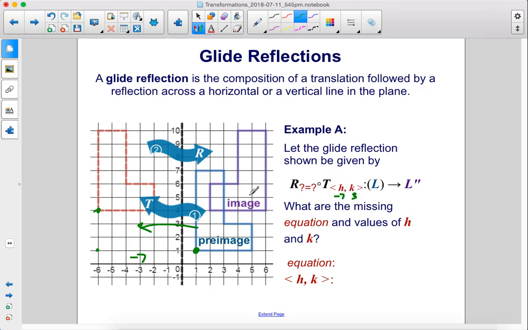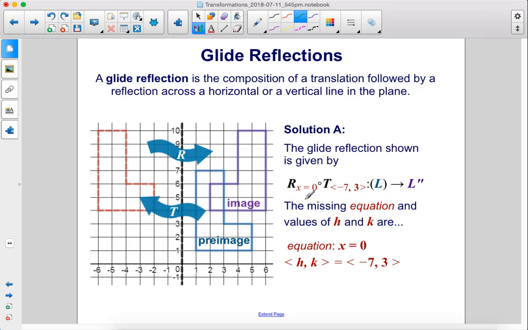And then what line was it reflected over? Well, this corresponding point and this corresponding point are both 2 units from the line x equals 0. So it's reflected across this line, x equals 0. Alright, so here's the solution. The pre-image was reflected across the line x equals 0 after it was translated 7 units to the left and 3 units up.